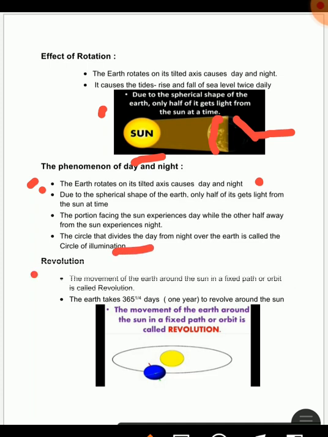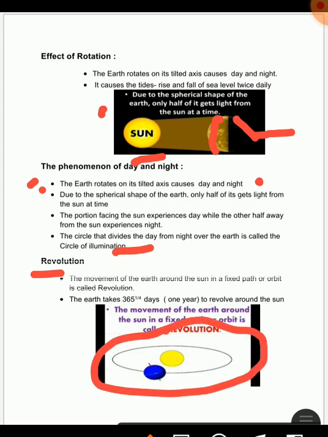The next topic is revolution. The movement of the Earth around the Sun in a fixed path or an orbit is called revolution. Here you can see it is revolving in a fixed path. The Earth takes 365 and a half days, which means around 1 year, to revolve around the Sun.